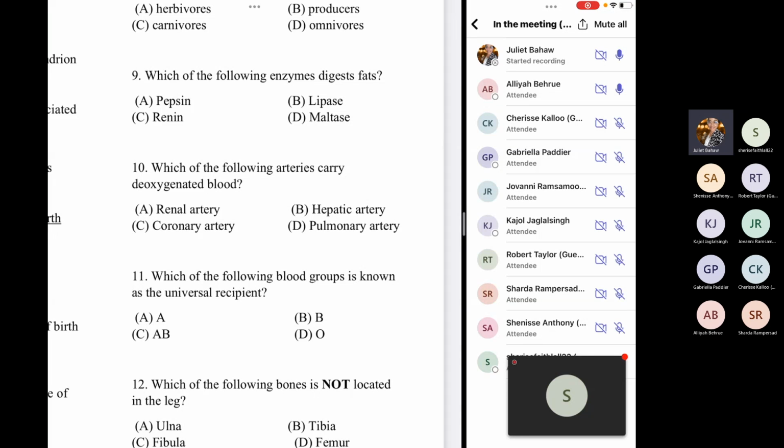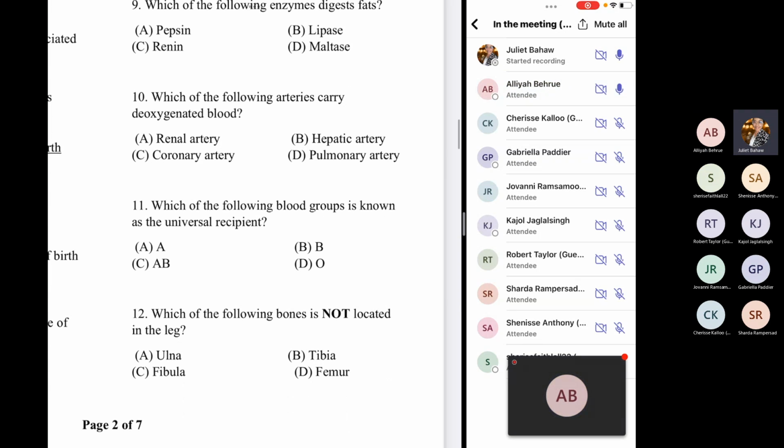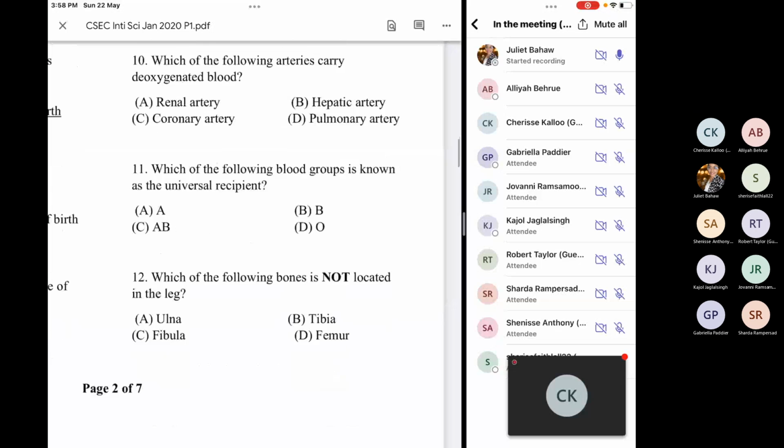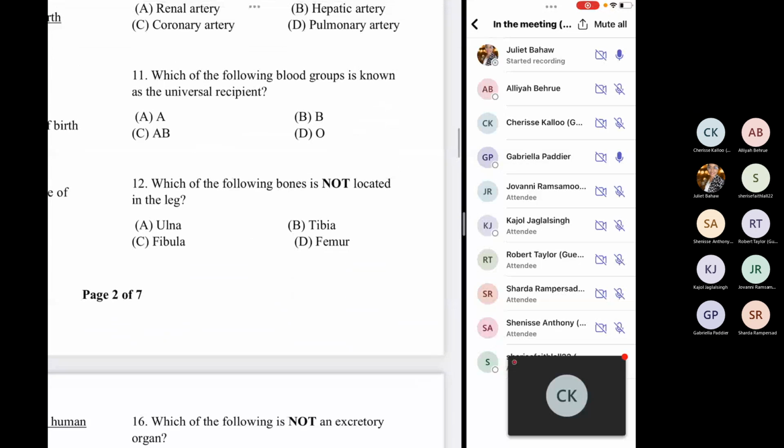You could go ahead. Which of the following enzymes digest fats? B. Lipase. Next. Which of the following arteries carry the oxygenated blood? D. Pulmonary artery. Very good. Which of the following blood groups is known as the universal recipient? D. O.